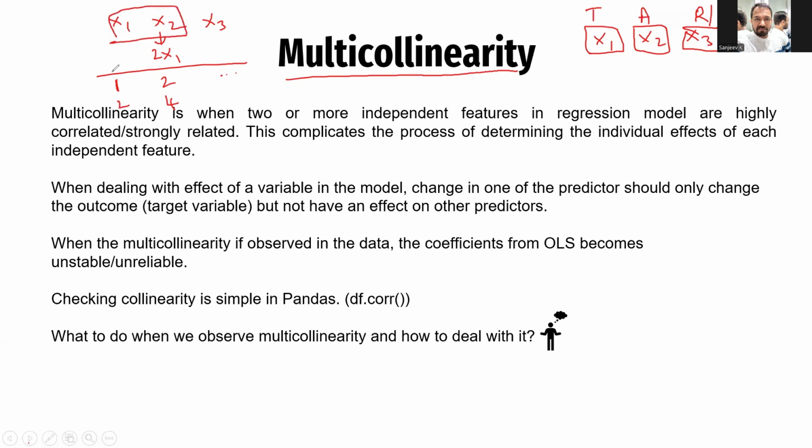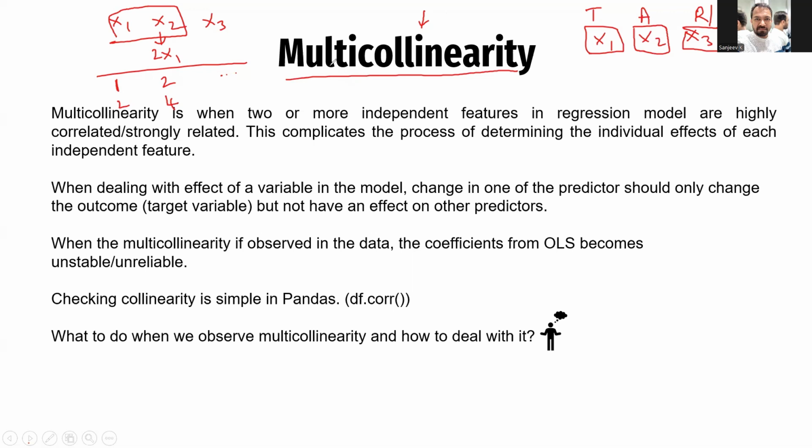Just by changing one, if I do not see any change in any other features, those are independent features. If I change one and that change is causing a change in one more independent feature, that would be a multicollinearity issue. This would be a big problem in multiple linear regression, and it is pretty common.